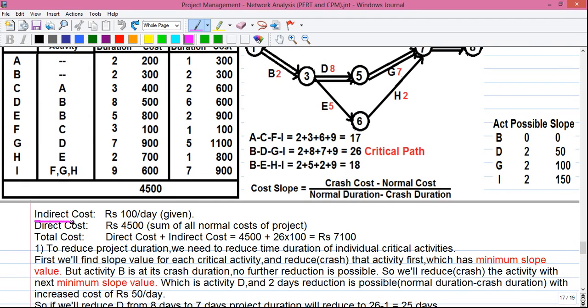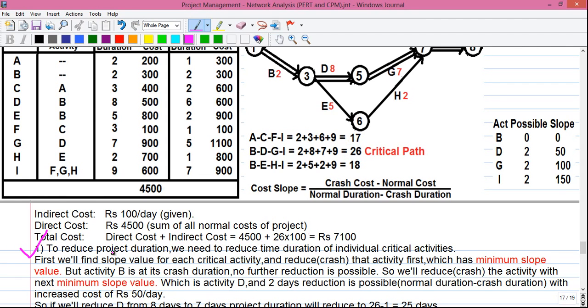First, the indirect cost, which is given in the question, is 100 rupees per day. Next we will find out the direct cost, which is rupees 4500. That is the sum of all normal cost of the project. So the total cost is equal to direct cost plus the indirect cost. That's equal to 4500 plus indirect cost of rupees 100 per day, and our default project duration is 26 days. So it will become 26 into 100 plus 4500. So our total project cost as of now is rupees 7100. So we will try to reduce it.